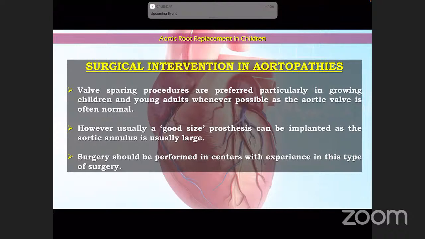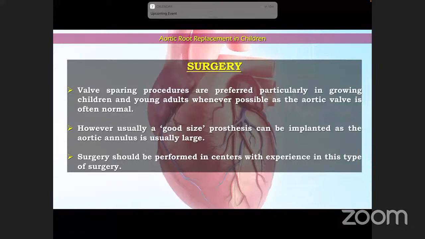Now, talking about the valve sparing procedures, we believe that if the aortic valve is functioning well, then valve sparing procedures are preferred, particularly in growing children and young adults whenever possible, as the aortic valve is often normal. However, usually a good size prosthesis can be implanted even in children, as the aortic annulus is usually large. This is not an easy surgery, and therefore surgery should be performed in centers with expertise in this type of surgery. There are various ways of dealing with various pathologies.